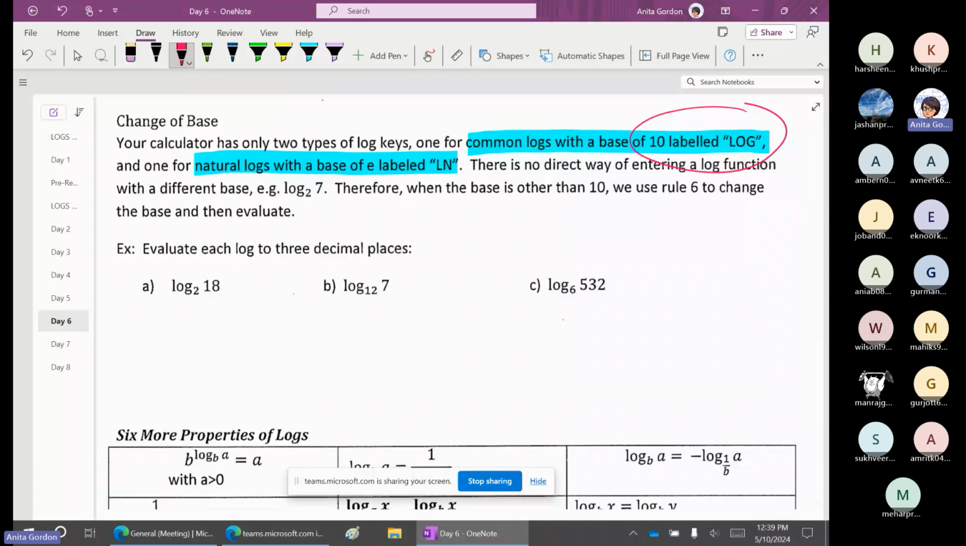Ln. It sounds like a lawn. Like a lawn thing. No, it's not a lawn.